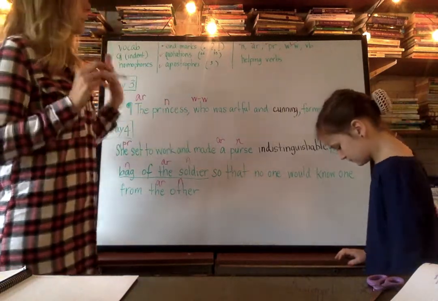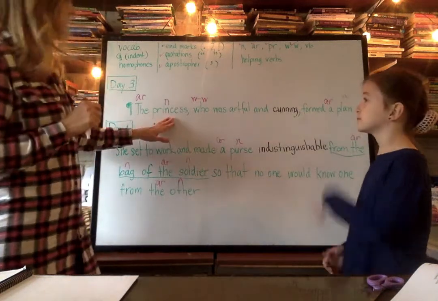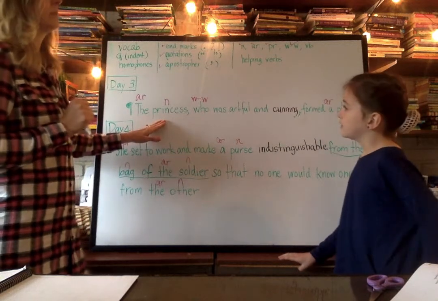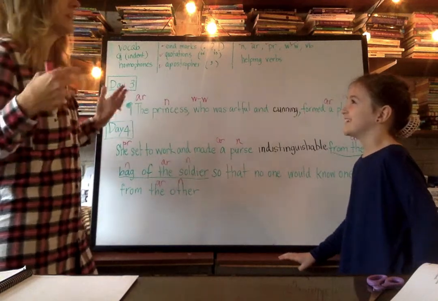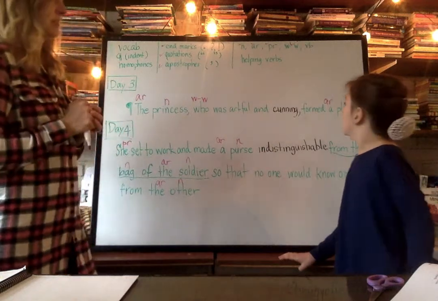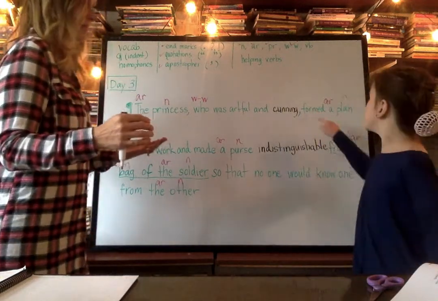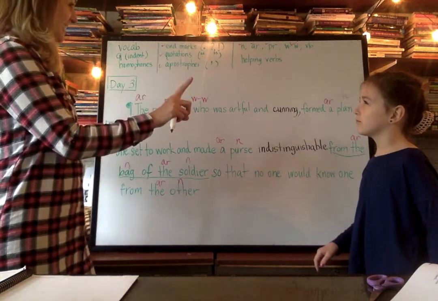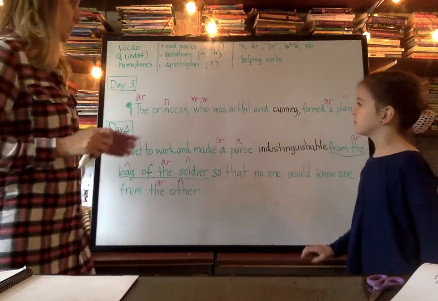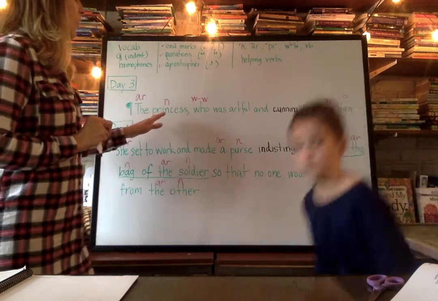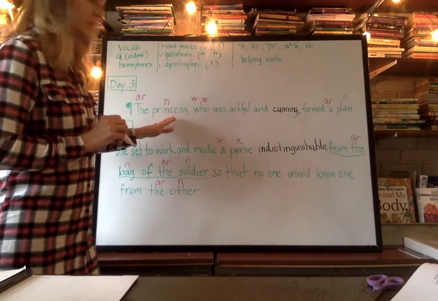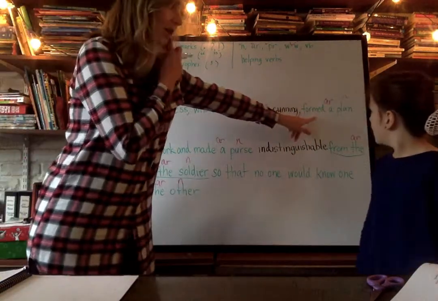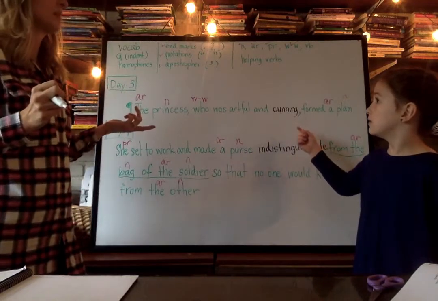So let's look here, and first of all, let's just figure out who this sentence is about. The princess who was artful and cunning formed a plan. Who is this sentence about? The princess. Now we want to find out, what is she doing in this sentence, or what is she being? Let's step back for a minute. What is the princess doing in this sentence? Look right here. She's forming a plan. Very good.